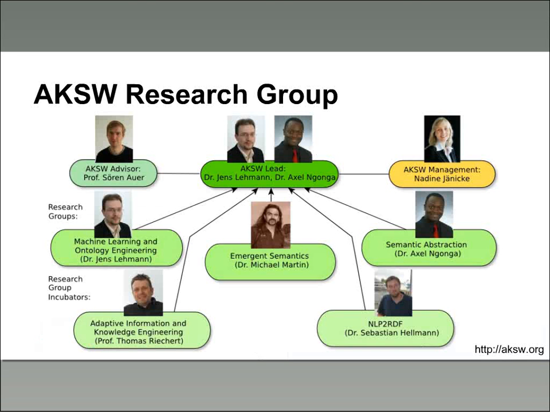I want to give a brief introduction to the research group, which I'm part of. We have 40 plus PhD students. Therefore, we have subdivisions in different subgroups, like you can see on this group roster. We have machine learning, ontology learning, emergent semantics, semantic abstraction, NLP to RDF, and adaptive information and knowledge engineering subgroups. I'm mostly working with Dr. Jens Lehmann, Dr. Michael Martin, and Dr. Axel Ngonga. And Open Data Solutions is a part of the emergent semantics group. We have a lot of projects going on. If you're interested in what our group is doing, please visit our web portal, and you can see the projects which are there.